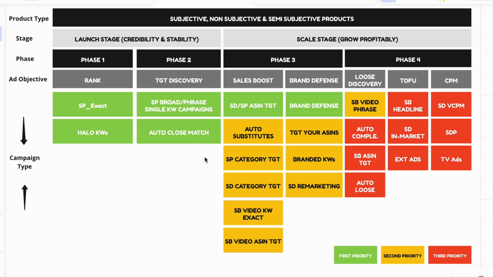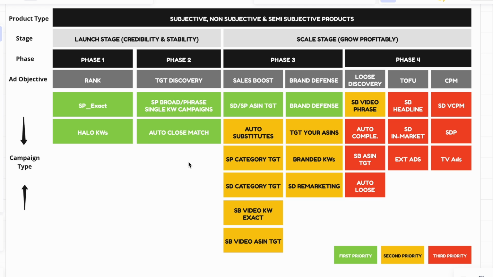Once you discover keywords which are giving you 2 plus sales with a healthy conversion ratio, you are harvesting those keywords into, once again, single keyword exact match campaigns, provided the search volumes are high, and then you're working towards ranking them up, right? And by the time you are in phase 2, you should be profitable. You should have a TACoS number within your contribution margin, and you are profitable. You also have stability in sales.